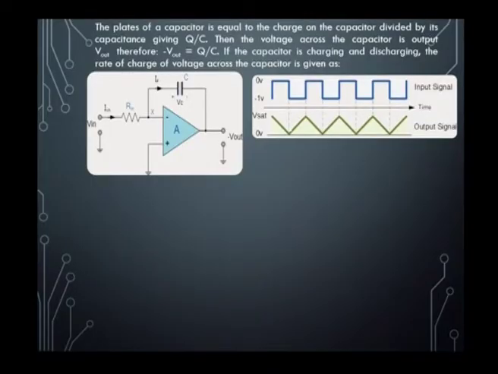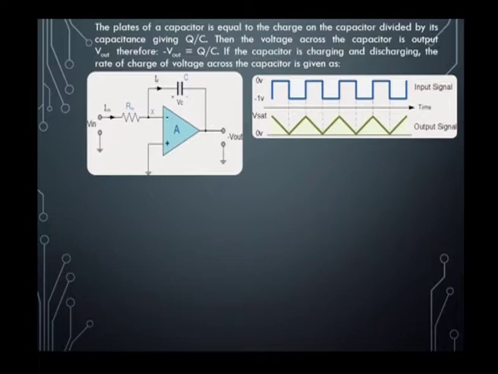So, this will be useful for producing a ramp output. The charge on the plates of the capacitor is Q, so the voltage across the capacitor is Q divided by C. The voltage across the capacitor is the output V out, therefore minus V out is equal to Q by C. This is the basic thing that we can get from the circuit configuration.